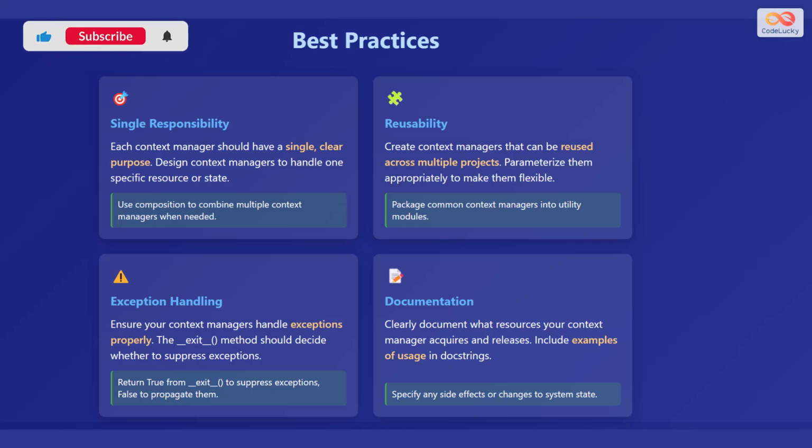The __exit__ method should decide whether to suppress exceptions by returning True to suppress exceptions or False to propagate them. Clearly document what resources your context manager acquires and releases, including examples of usage in docstrings. Specify any side effects or changes to system state.